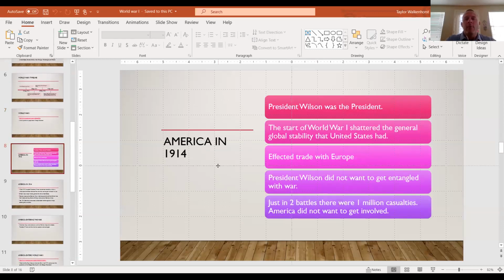So America in 1914, President Wilson was the president. The start of World War I shattered the general global stability that the United States had. One reason we talked about is it affected trade with Europe. Germany started a naval blockade of Great Britain. President Wilson and most of the American public did not want to get entangled with a war.